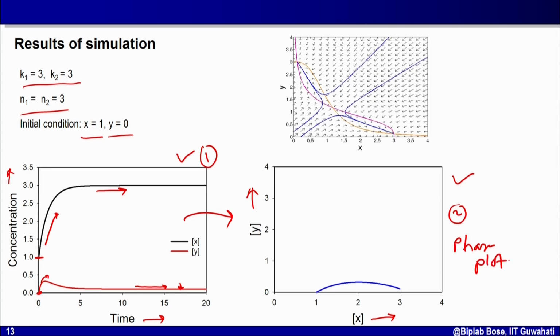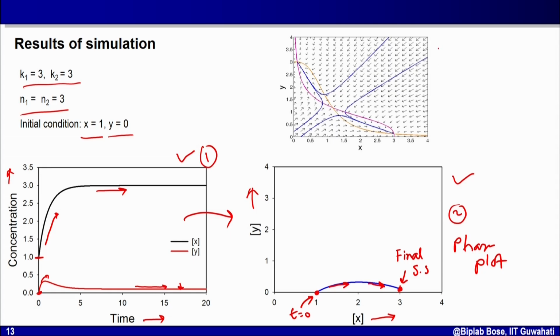If you see the phase plot, at t equal to 0, I have this position where x equal to 1 and y is 0. Then with time, the system moves until ultimately x equal to 3 and y is slightly higher than 0. So this is my final steady state. So this is my phase plot.